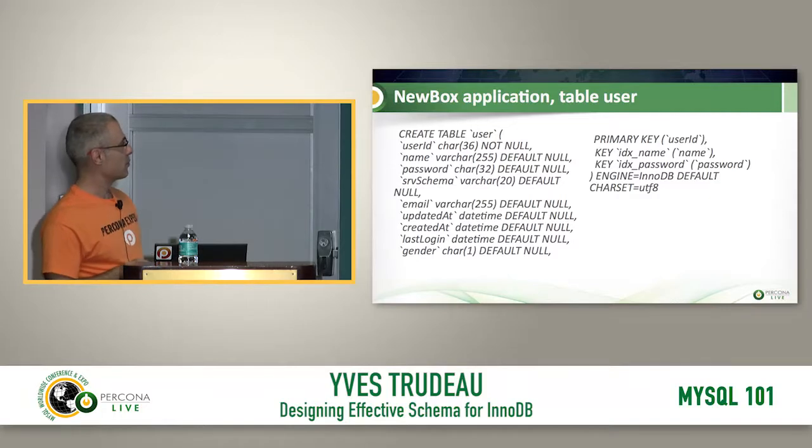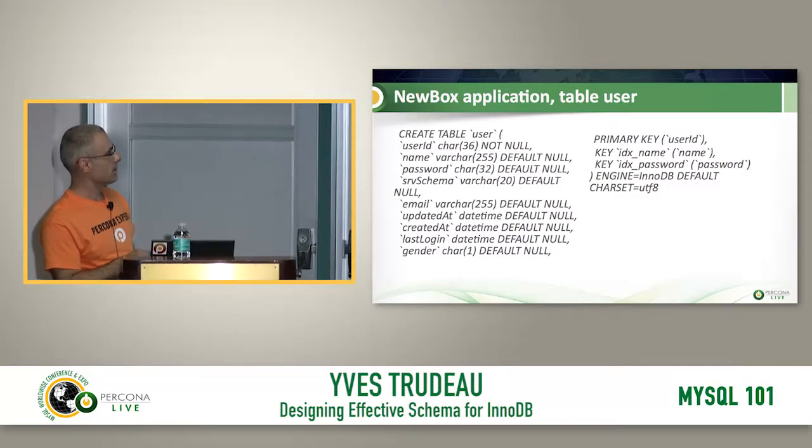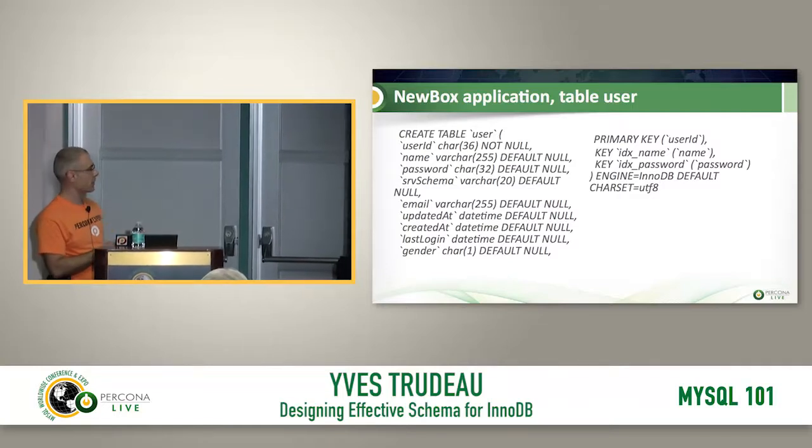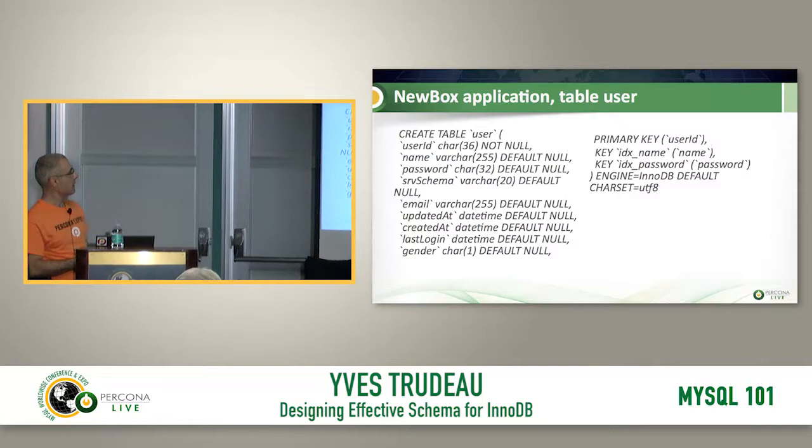So use char36 for UUID. That's perfectly fine. So I define all my things. I want to use char because I know it will always be 36. And my passwords are hashes, MD5 hashes. So I know that's char32. Everything else, I put a varchar. My framework adds updated_at, created_at. That's perfectly fine. I want a last login, gender. That's all good. And I will create keys. So primary key, of course, would be user ID, and I want to have name, password, and support for foreign characters, so I'll be using UTF-8.